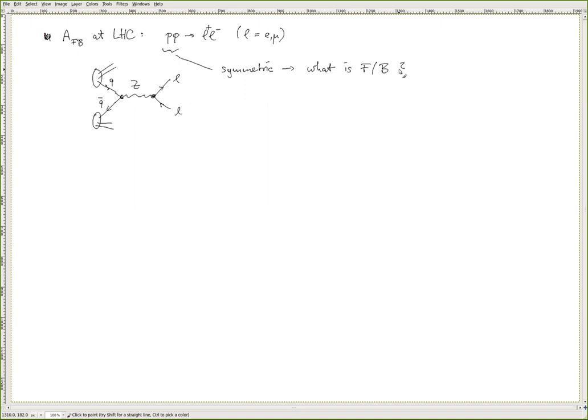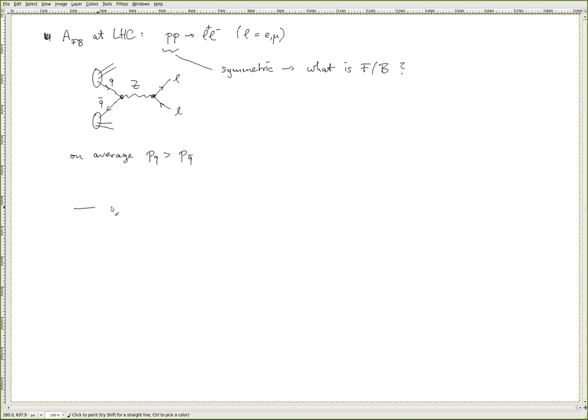But there's actually something we can do, because quarks and antiquarks don't have the same role inside the proton. Quarks can be valence quarks, if they are up and down, whereas antiquarks always have to come from the sea, the QCD sea. And therefore, on average, not in every individual collision, but on average, the quarks are more likely to carry a higher magnitude of momentum than the antiquarks.